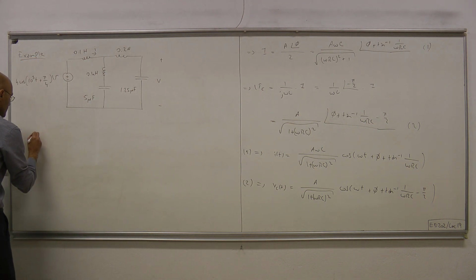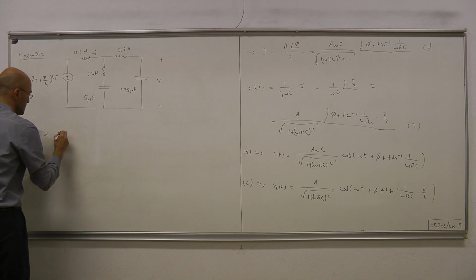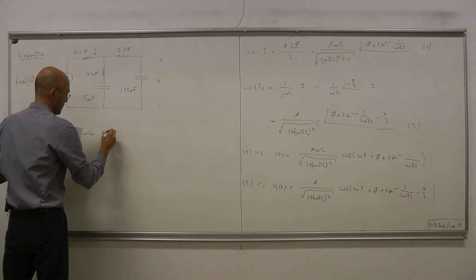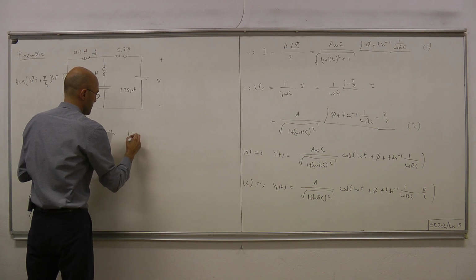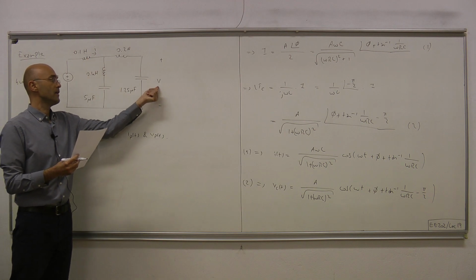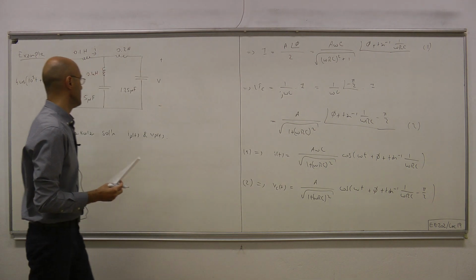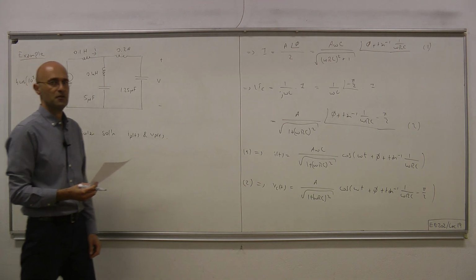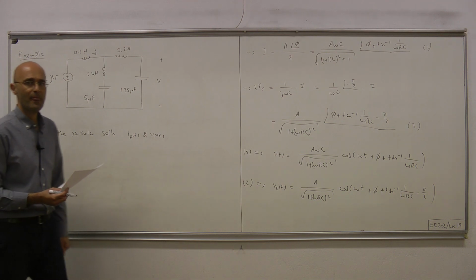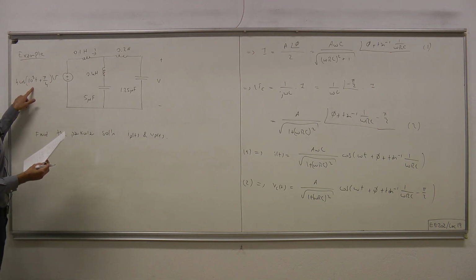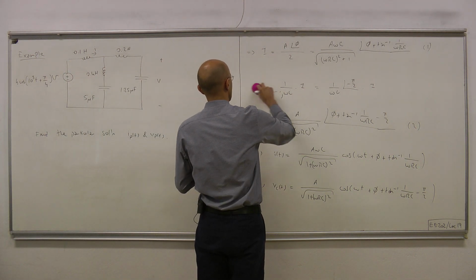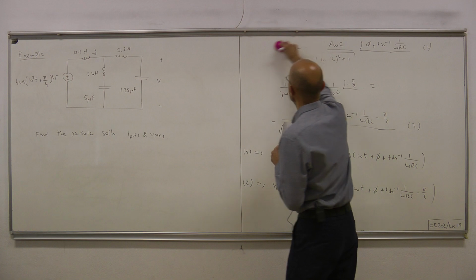So find the particular solutions, IP(t) and VP(t). We're going to figure out the particular solutions for this current and for this voltage. Clearly, we can apply the phasor domain analysis technique because the input is a sinusoid with frequency 1000 radians per second. So let's go ahead and obtain, as our first step, the phasor domain circuit.